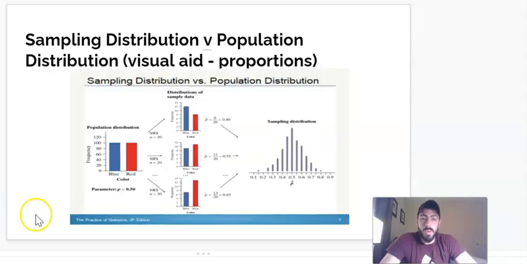Here's just a visual of what we were talking about. I don't know what this is supposed to represent, but it shows that there's, let's say, red and blue marbles in a bag or in a jar. 100 of them are blue, 100 of them are red. You're taking samples of size 20 each, and then you're measuring what proportion of them are red versus what proportion of them are blue.